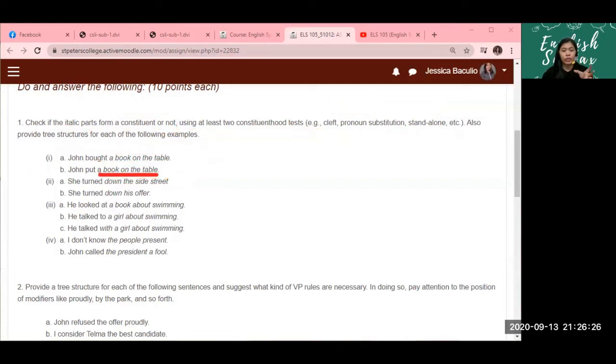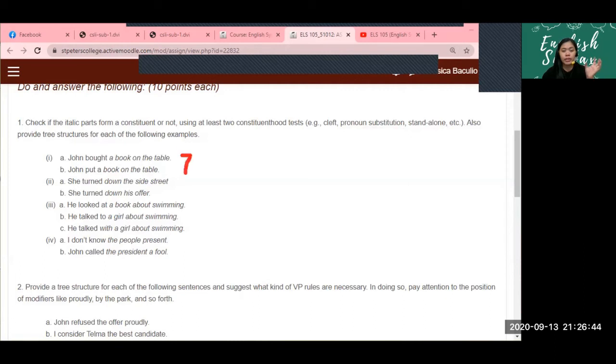we can identify that this phrase is indeed a constituent because of pronoun substitution. For example, John put it, John put them, or something. Stand alone. What did John put? A book on the table, and that's it. Okay, so I hope that's clear enough.